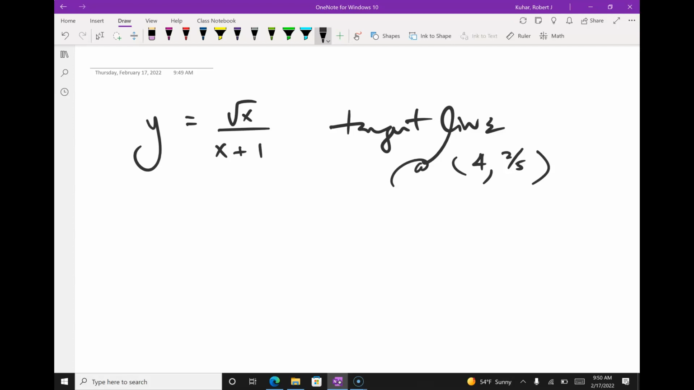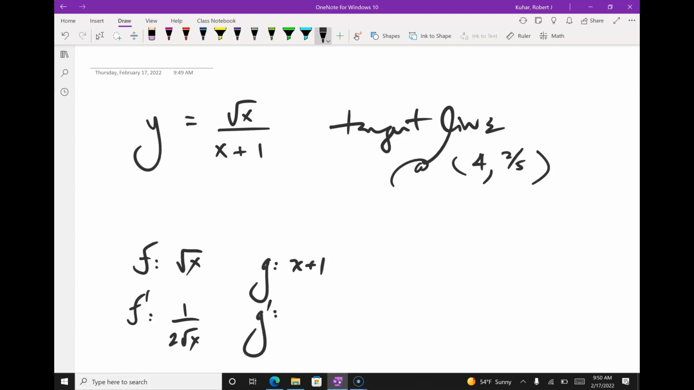So we agree with 4 comma 2/5, by the way? You can plug it in, make sure it works, right? So what do I need? I have a point. What do I need? A slope. How do I get a slope? I need a derivative. So I'm going to get this derivative using the quotient rule, right? What's my upstairs function? Good. Square root of x. What's the derivative? Good. Downstairs function, x plus 1. Derivative of that, 1. Everybody okay here?